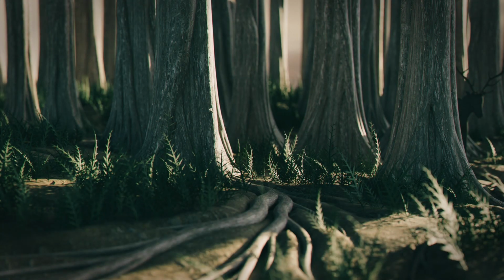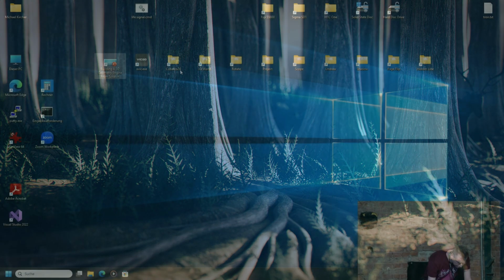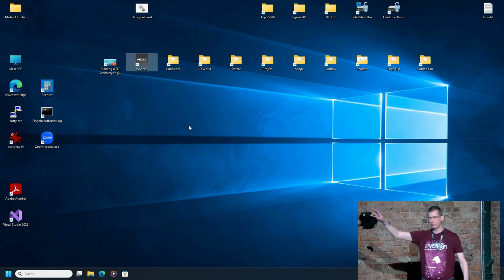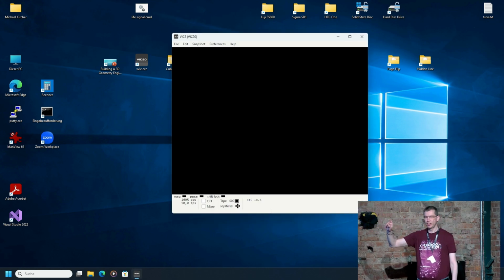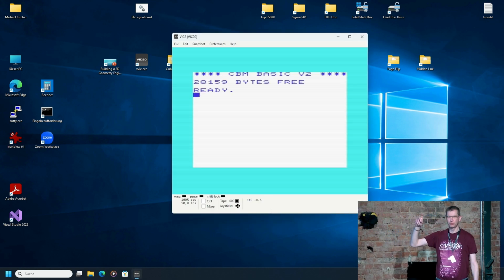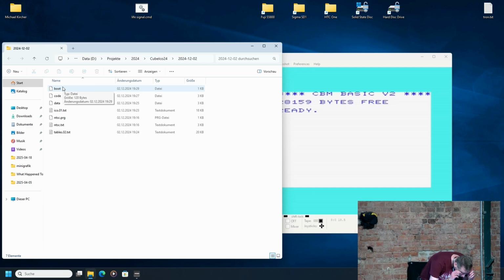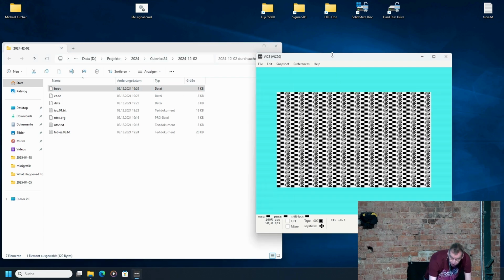We have a VIC-20 here in the hall, and you see, I have lots of examples here. I just show you the bookends of that. So we have here the first example.